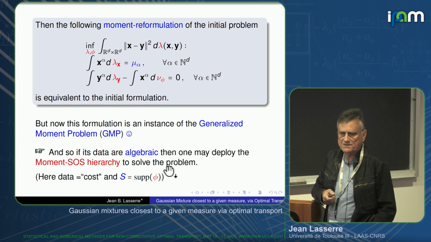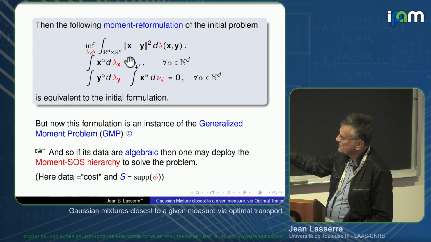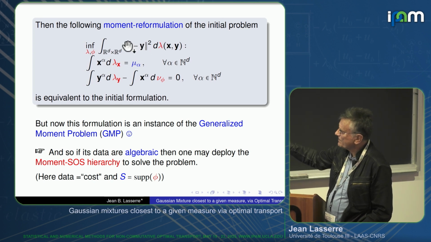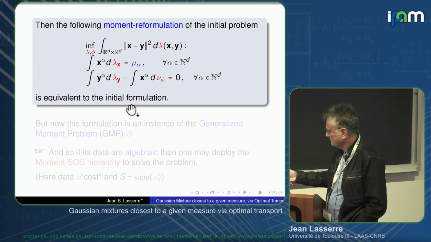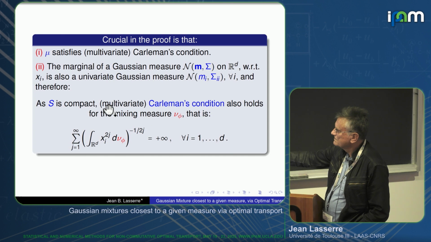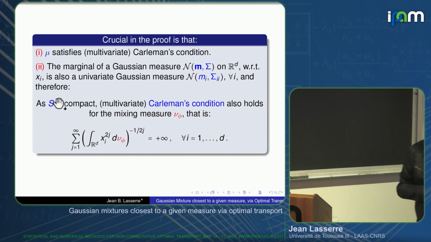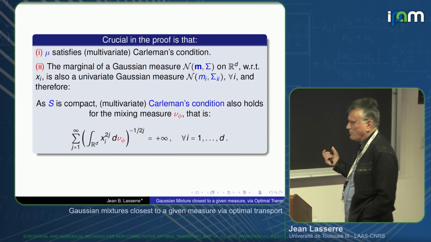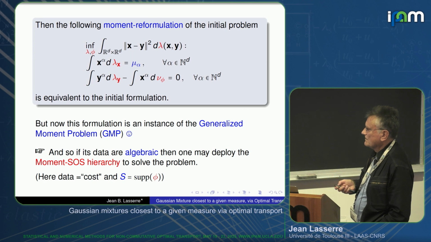What do I mean by data are algebraic? Well, the cost to minimize is a polynomial here. And the support of the measure nu phi, which is S, should be contained in S. For example, it would be algebraic data if S is a semi-algebraic set, for example, defined by polynomial inequality constraints.